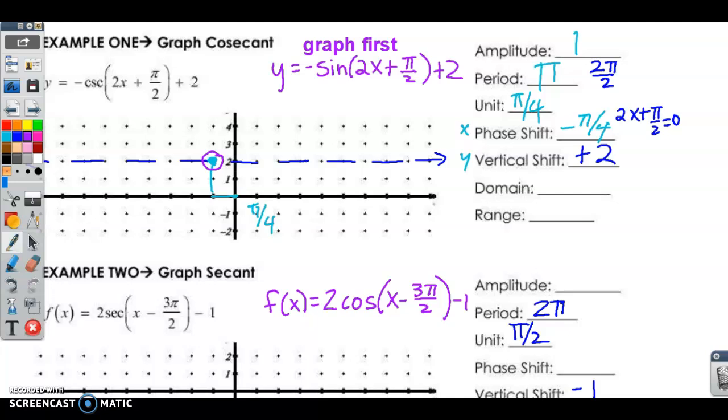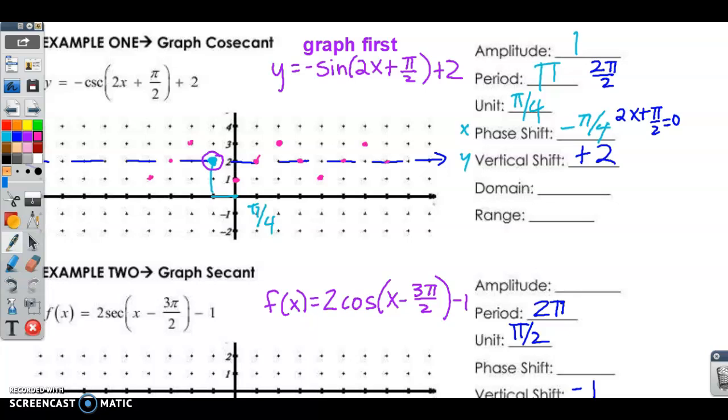Okay, now I'm graphing sine. We've got an amplitude of 1, but we have a reflection, right? So it's going to go low first. So it's going to go low, 0, high, 0, low, 0, high, 0. And I'll do a couple on the other side too. Okay, now if you'd like, you can connect that very, very lightly with a pencil.